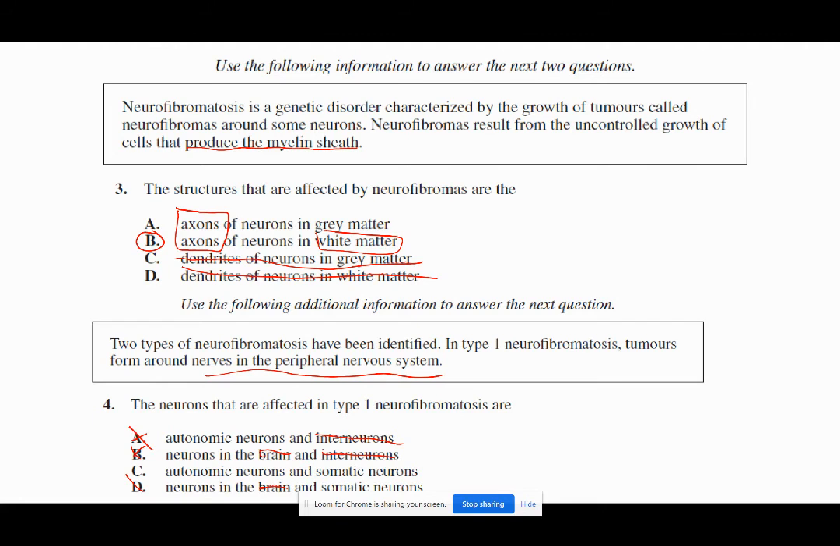So just through the process of elimination, I'm down to C. So PNS is made up of autonomic neurons and somatic. That's correct, right? Those are the two branches of the PNS. So the answer is C. So again, if you know all the organization of the nervous system, then you would be able to answer number 4. Again, understanding the structure and function of neurons and Schwann cells and the myelin sheath would help you answer number 3.